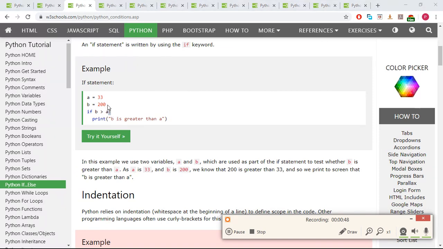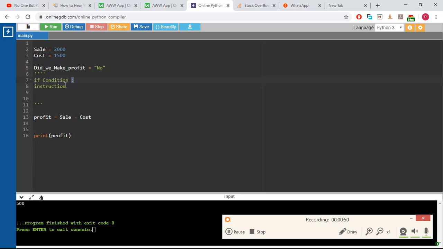You follow it with this. So you say if, and then your condition, and then you follow it with this, with the instruction. So, for example here, I'll say if profit is greater than 0.